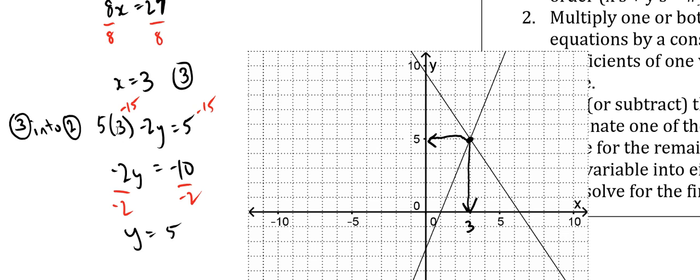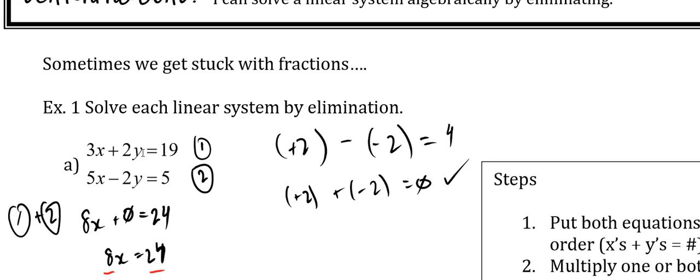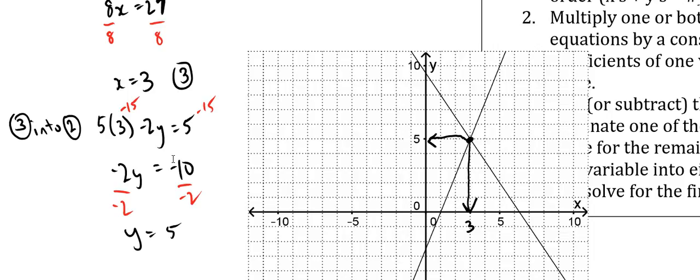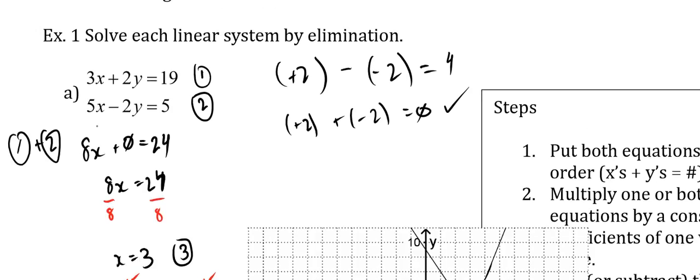What if I had subbed 3 into equation 1 instead? Well, this point is on both lines. And this is what a relationship is. This is what an equation means. An equation is a relationship. It means that I put in the x, I can find the y that goes with it.